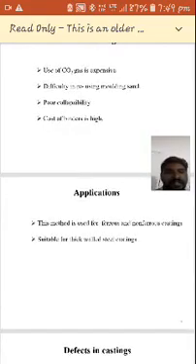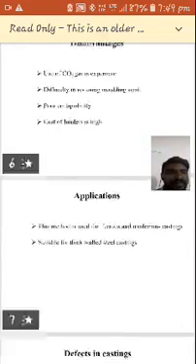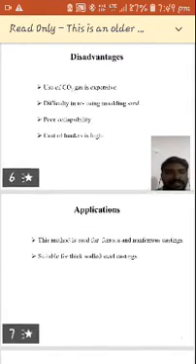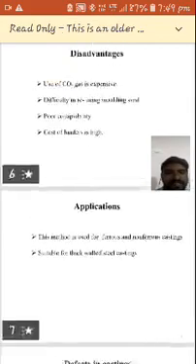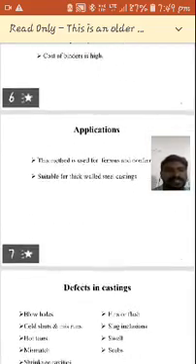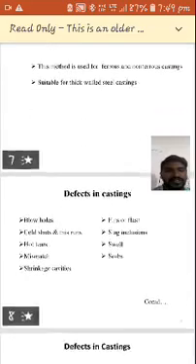A few applications are also there where it is used. The method is used for ferrous and non-ferrous castings, and it is suitable for thick wall steel castings. So these are some of the applications.